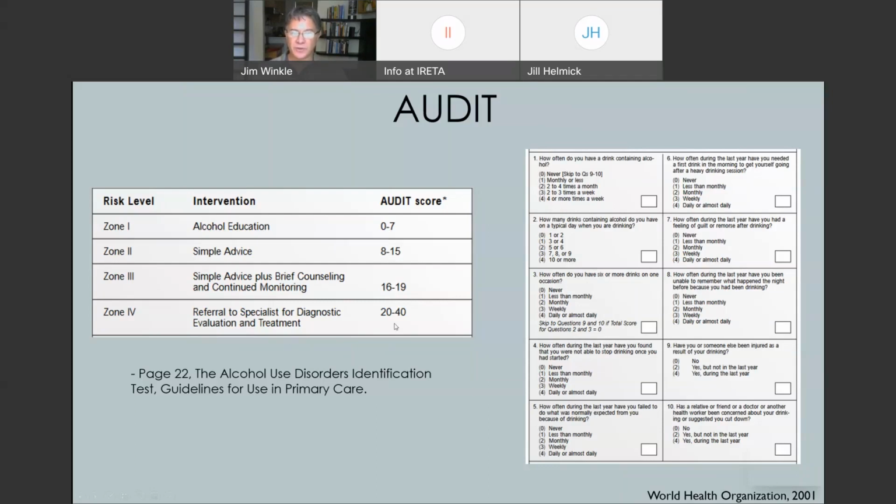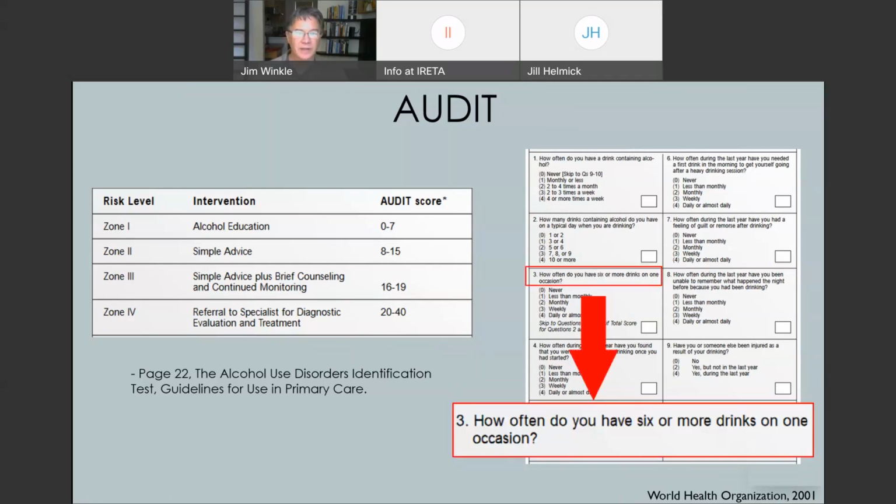So they came up with a scoring guide based on 4 different zones, and notice that they didn't gender it. There's no difference traditionally between men and women in their original scoring guide. So everything's fine, except there's a problem. And that problem is question number 3 on the AUDIT.